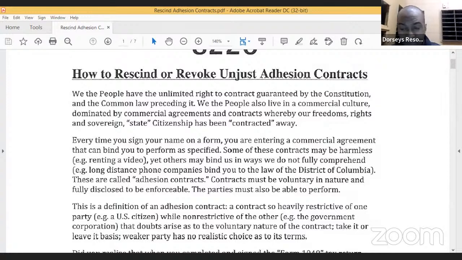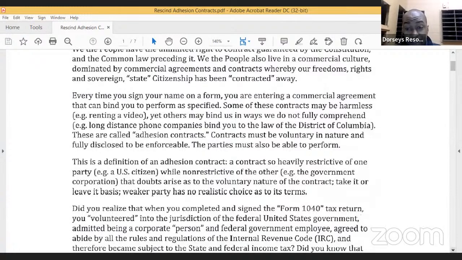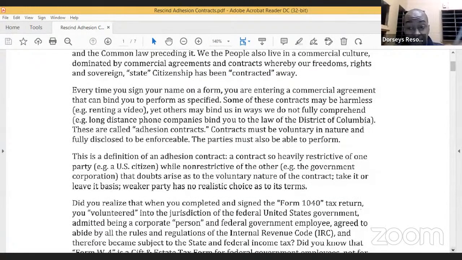And okay, without further ado, it says how to rescind or revoke unjust hidden contracts. We, the people, have the unlimited right to contract guaranteed by the Constitution and the common law preceding it. We, the people, also live in a commercial culture dominated by commercial agreements and contracts whereby our freedoms, rights, and sovereign state citizenship has been contracted away. So this article, by the way, is going to help explain what I was just going over with you guys. By the way, this is very important. This is highly advanced. This is important. If you know what you're doing, you're going to see the benefits.